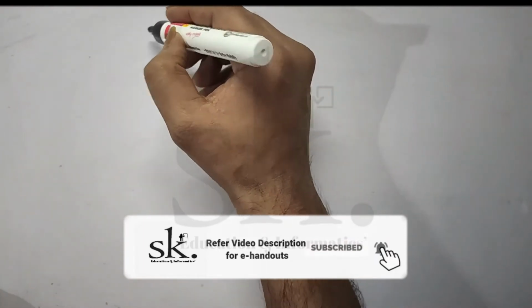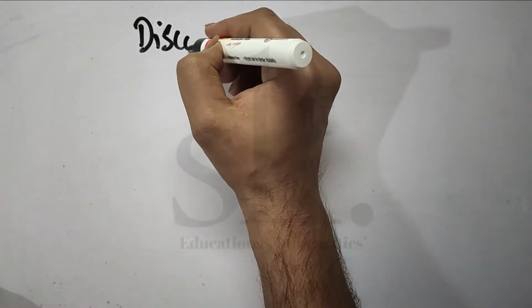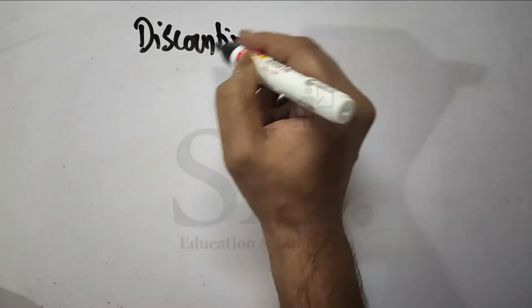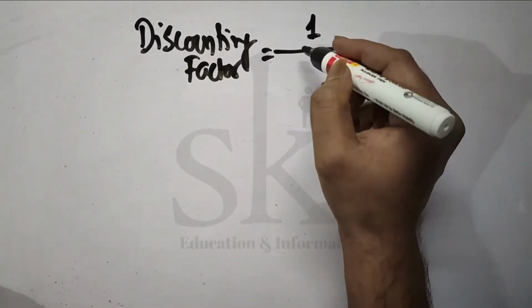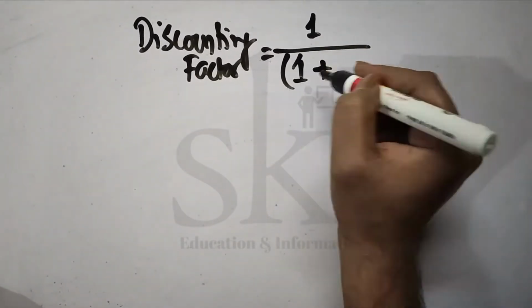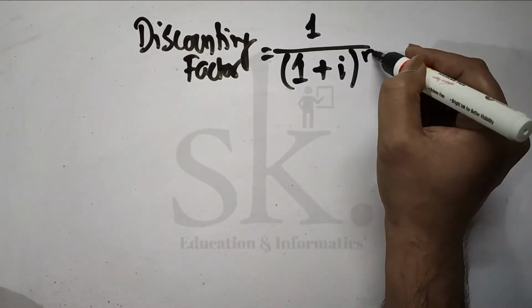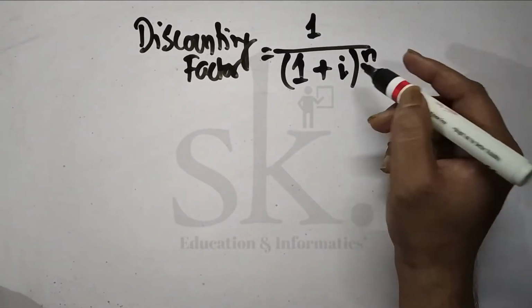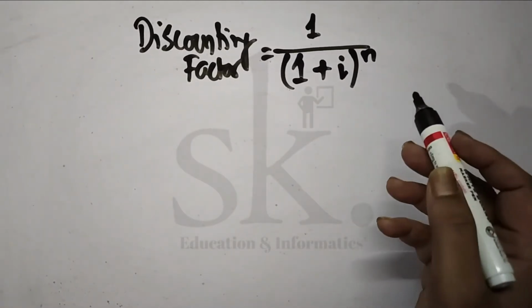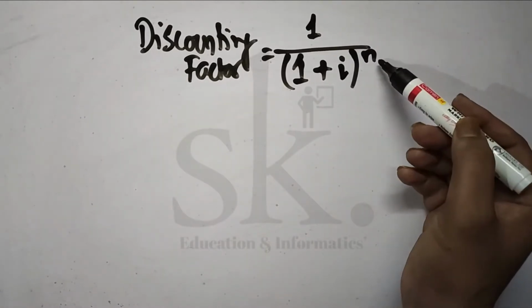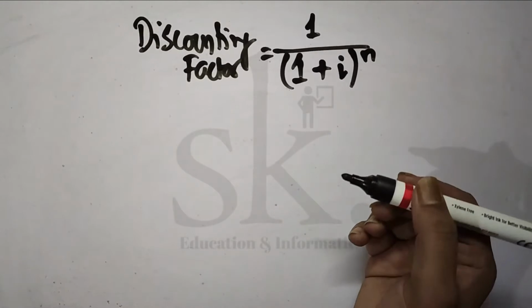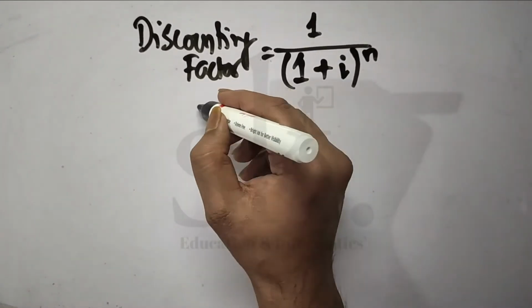So we come to a concept which, in the discounted or present value concept, we try to explain, known as the discounting factor. Now, what is a discounting factor? I'm giving you the formula. The discounting factor formula is 1 divided by (1 plus i) to the power n. You can write 1 plus r also, or else you can write 1 plus i to the power n. So 1 divided by (1 plus i) to the power n, where i refers to the discounting rate and n refers to the time period.